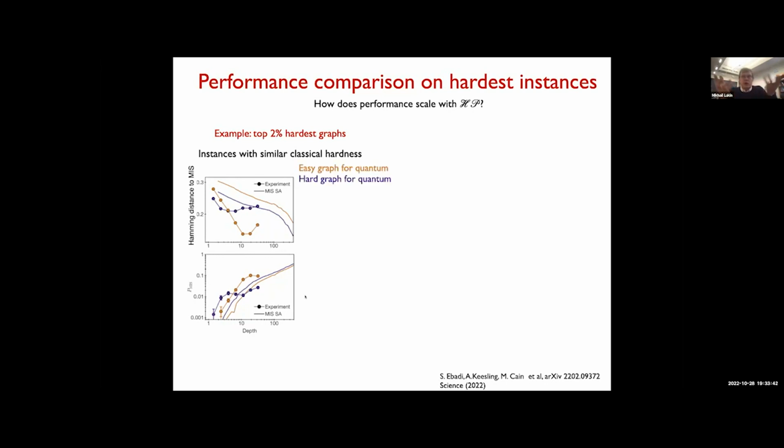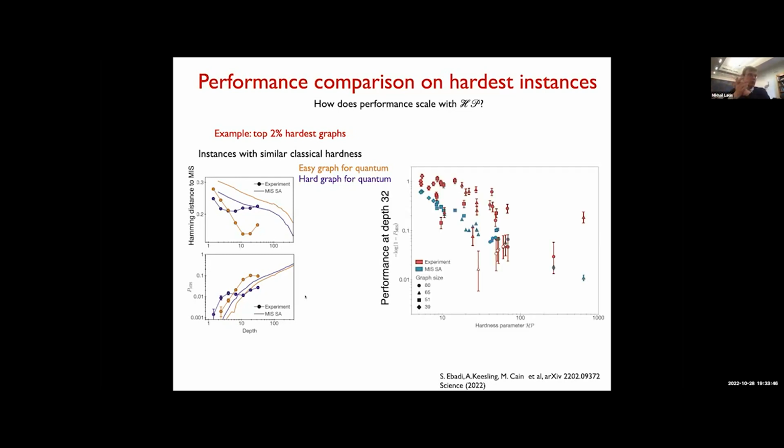Again, it's very hard to see this from just two. So what you need to do is generate something on the order of hundreds of instances. So this is the performance at a certain depth. And what you see is that for many instances, the quantum machine really outperforms the classical machine, but not for all. In some instances, classical simulated annealing is better than the quantum machine.